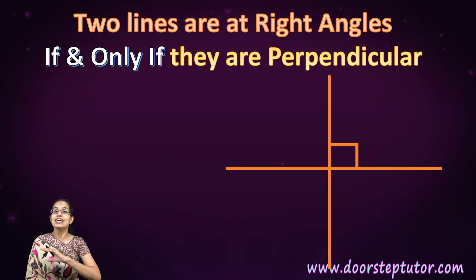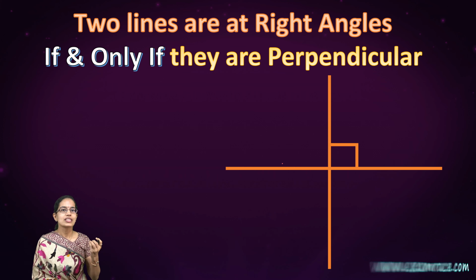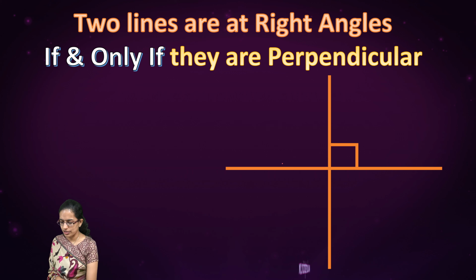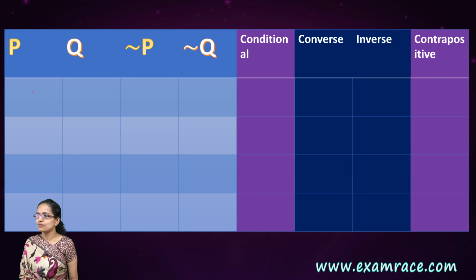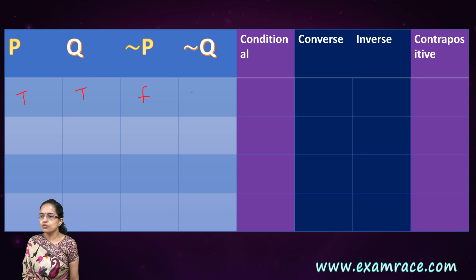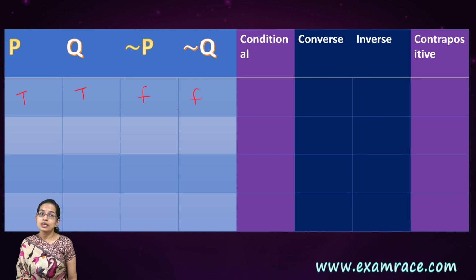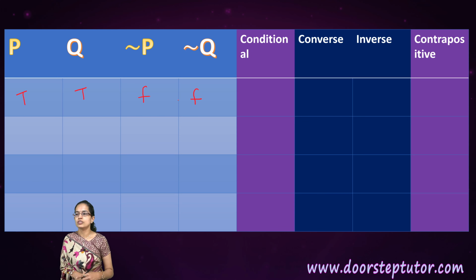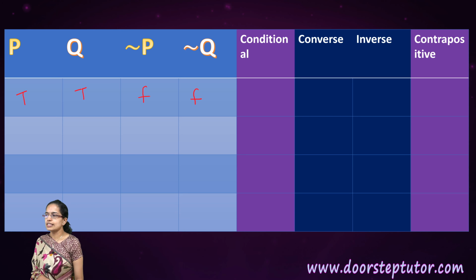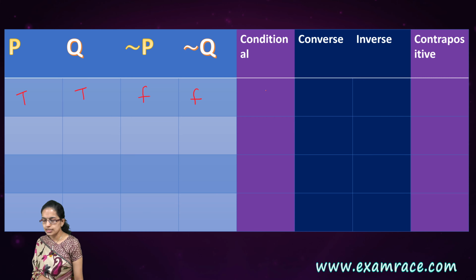Now this is a quick understanding of the statement, the conditional, the converse, inverse and the contrapositive. Now let's have this table to understand. In this case, I have my P and Q, both of those are true. So what would be the negative of those? Both of those would be false. So not P would be false and not Q would be false. In conditional, I say P to Q, so that makes it true.